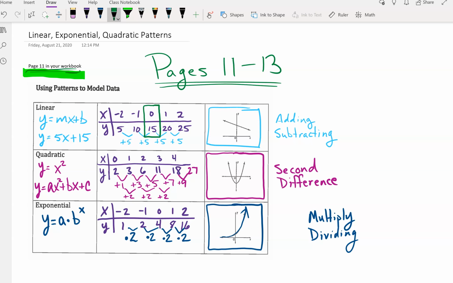Okay, but anything that is showing a pattern of graphing or identifying patterns in tables, that's what I want you to finish on pages 11 through 13 from your workbook, guys.